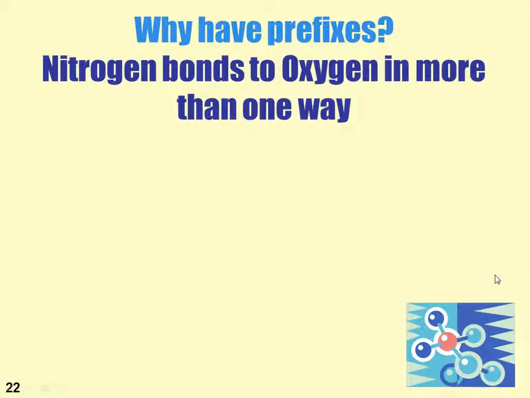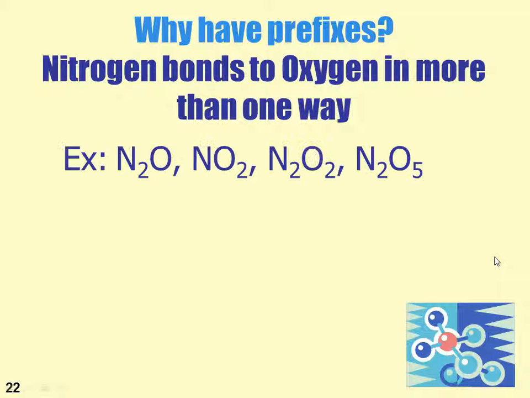It's important to have prefixes for molecular compounds because nonmetals can bond to each other in different ways. So here are variations of the ways nitrogen and oxygen can bond to each other. The first example here, I would call this dinitrogen monoxide. This one is nitrogen dioxide. This one is dinitrogen dioxide, and this one is dinitrogen pentoxide. So you can see here there are different ways nitrogen and oxygen can form bonds to each other.